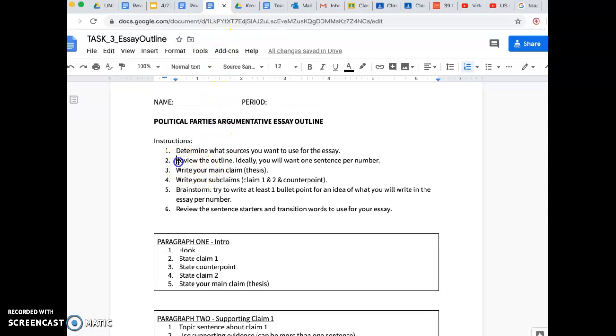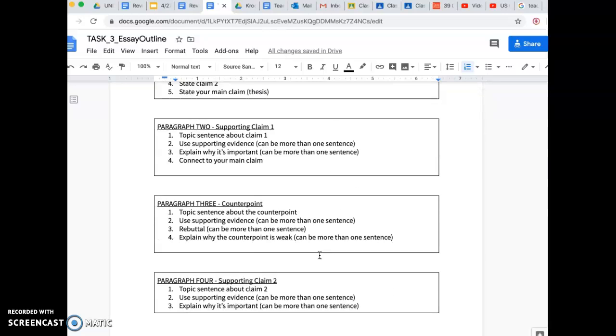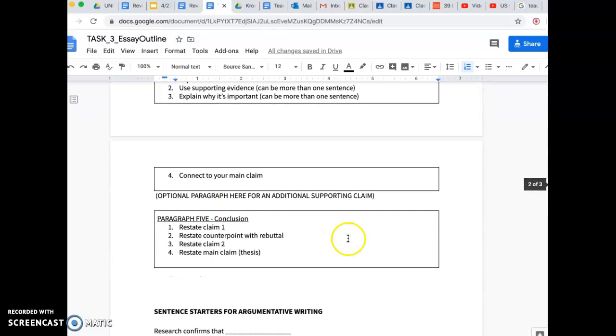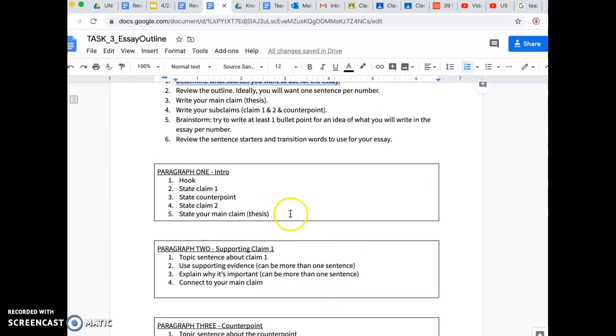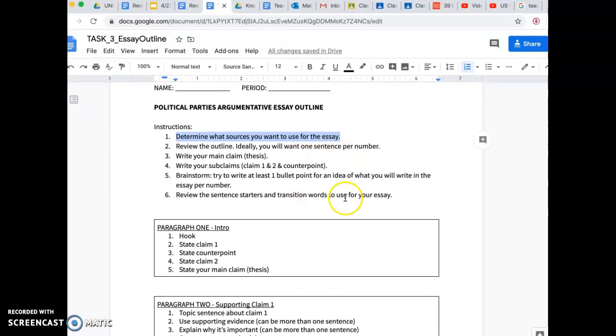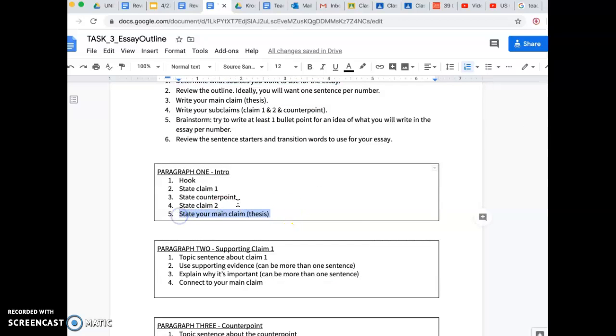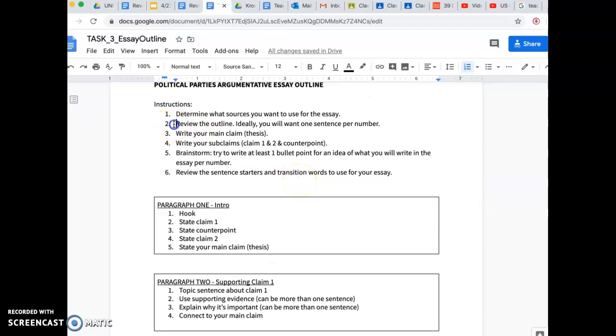All right, next, after you've determined what sources you want, we know that we need at least 3 sources. And here in the outline, there's paragraph 1, 2, 3, 4, and 5. Okay, so as long as we follow this outline, we use 3 sources. We have a direct main claim. And that main claim fully addresses the prompt, then there's no reason why anybody should not get full points on this. All right, let's review the outline. Let's see what we need to do here.